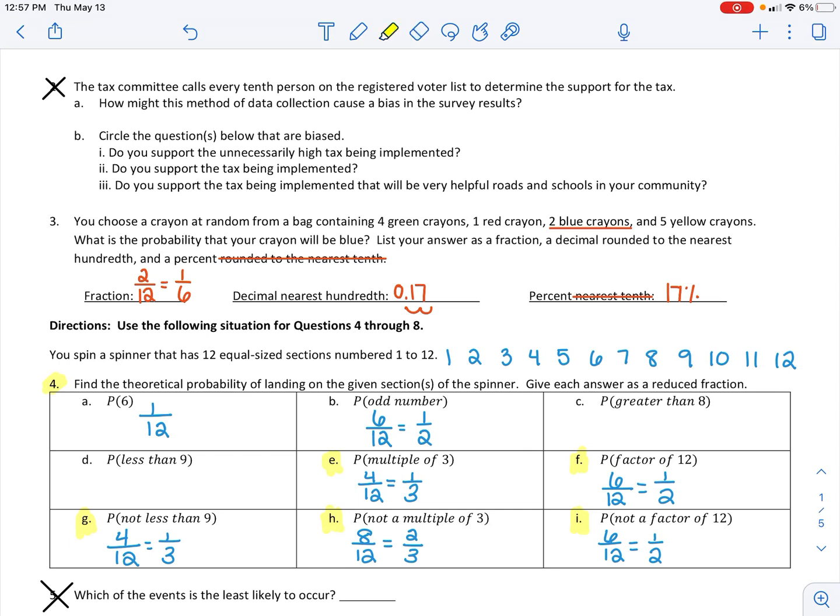Then part C says we want a number greater than 8. So we don't want 8, we want numbers that are bigger than 8. So we have 9, 10, 11, and 12. And so there are 4 numbers greater than 8 out of 12, which does reduce to 1/3.